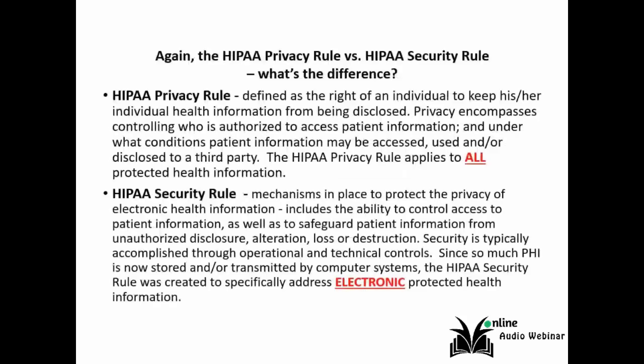Privacy is defined as the right of an individual to keep his or her individual health information from being disclosed. It encompasses controlling who's authorized to access that information and under what conditions patient information may be accessed, used, or disclosed to a third party. It deals with all PHI. Security. Mechanisms in place to protect the privacy of electronic health information includes the ability to control electronic access to patient information as well as to safeguard patient information from unauthorized electronic disclosure, alteration, loss, or destruction.